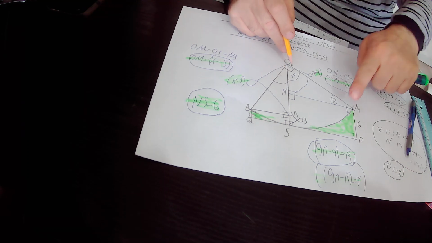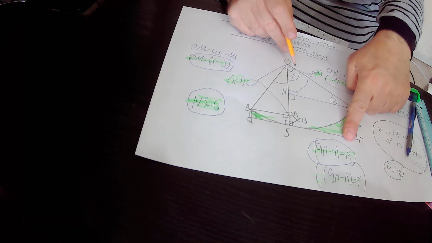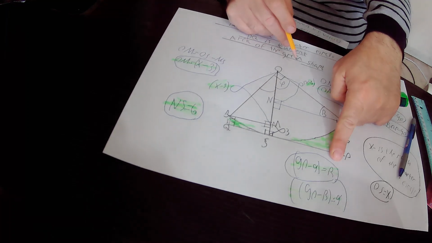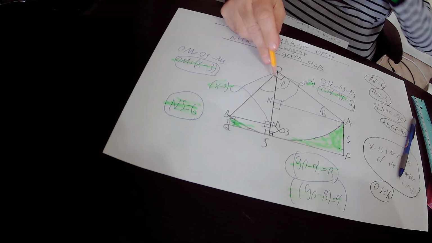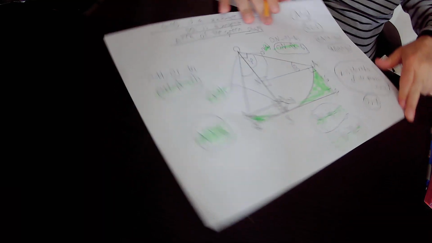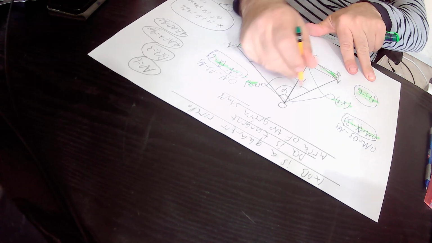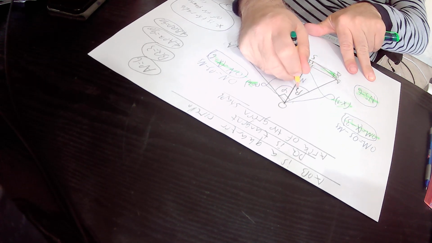But according to our definition, 90 degrees minus alpha equals beta. Here, 90 degrees minus alpha equals beta, so the missing angle here equals beta.